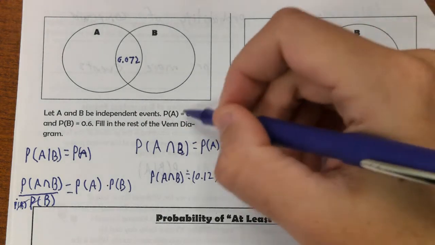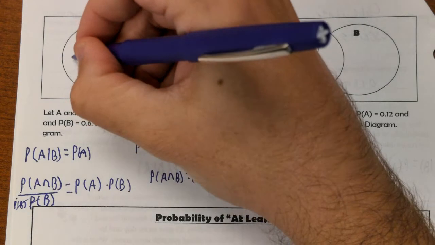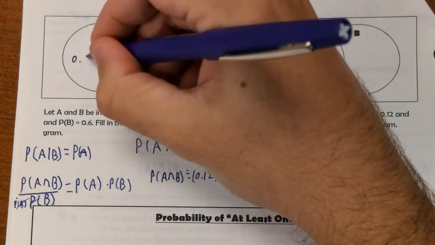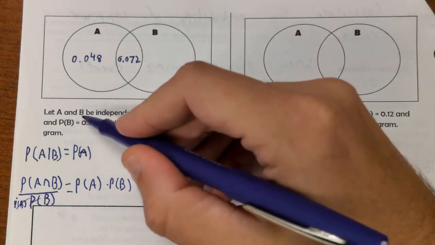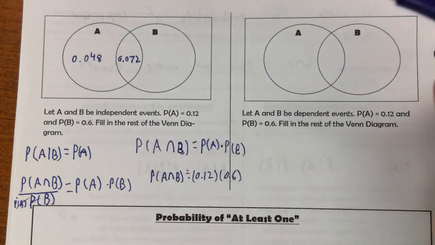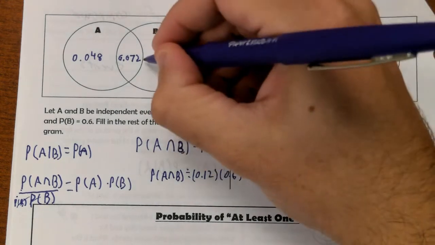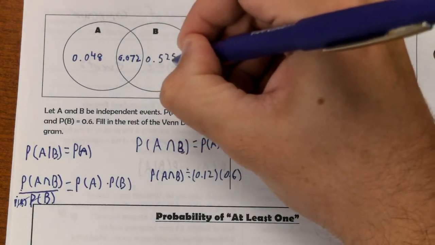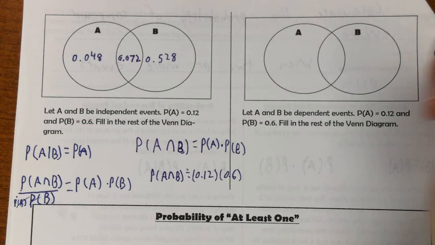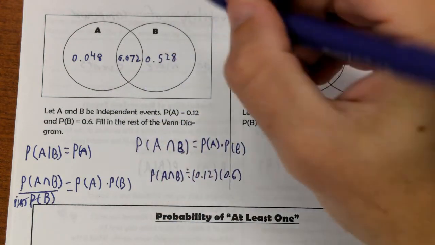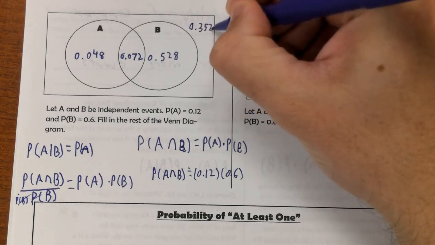All right, so probability of A is 0.12. We subtract this out from that, and we say that just A, the probability of just A, is 0.048. Total probability of B, so this entire circle right here, is going to be 0.6. We subtract 0.072 out of that, so the probability that just B occurs is 0.528. And of course, we're never going to forget the outside of our circle, ever, ever, ever. We add these together, subtract from 1, and we find that the probability that none of these things occur, neither A nor B occur, is 35.2%.